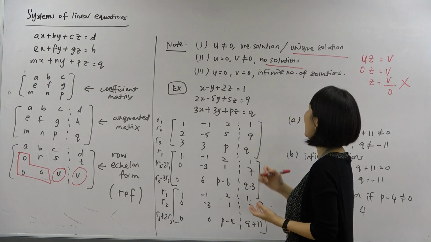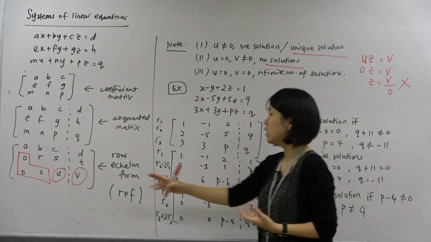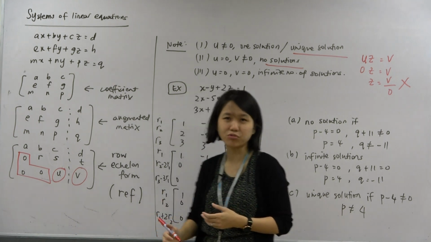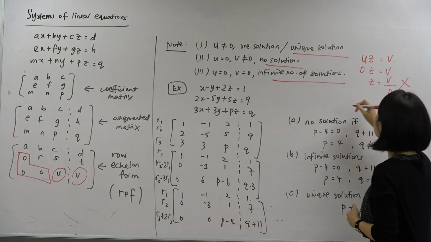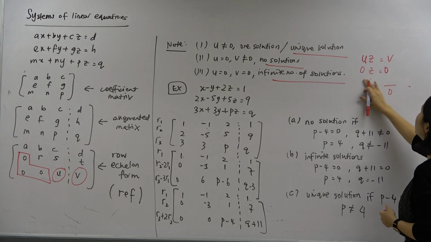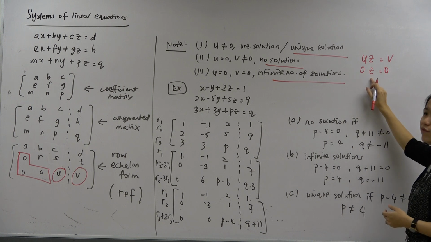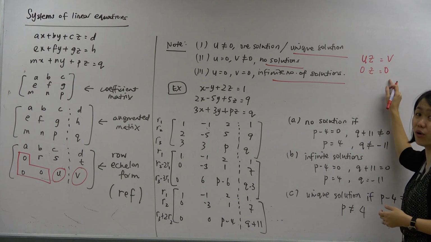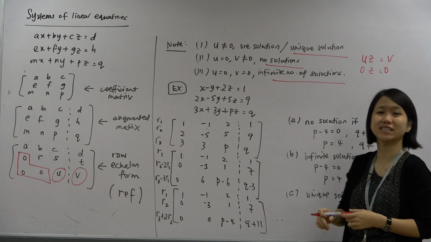So when then do I have an infinite number of solutions? When U and V are both 0. Why is that? Because it is Uz equals V again. If V is also 0, then z can be any value at all to give 0 on both sides, hence an infinite number of solutions, right?